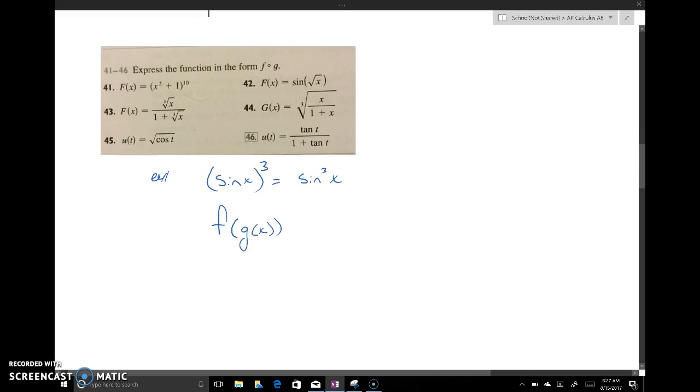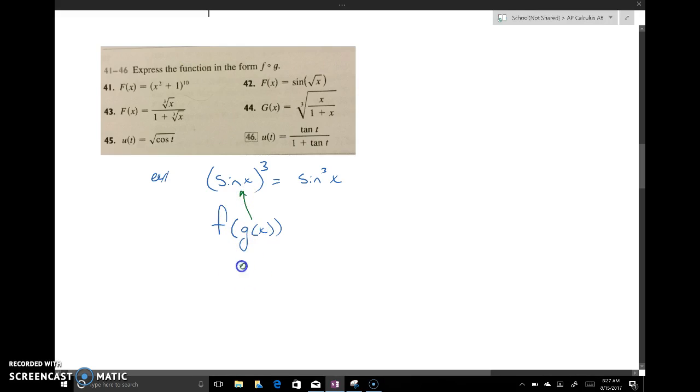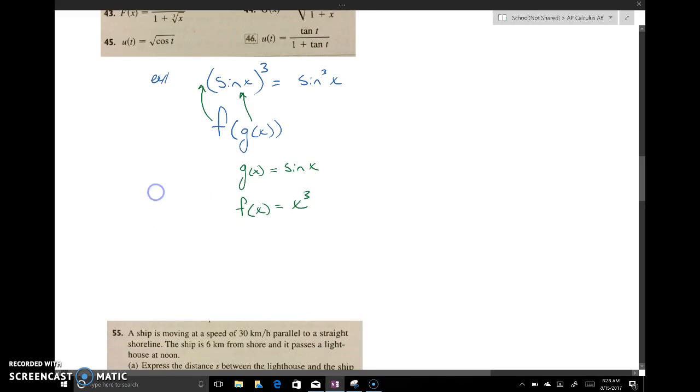In this case, my inner function, my g of x, is sine x. So here, g of x is equal to sine x, and my outside function is the power. So f of x is equal to x to the third. When I plug sine of x, which is my g of x, into x for f of x, that's how a composition of functions works.